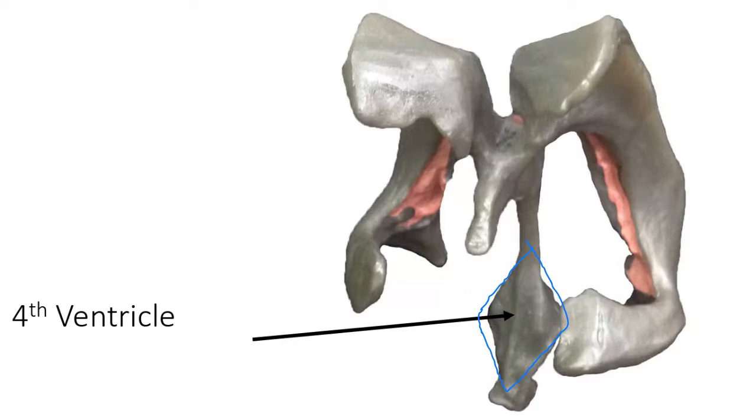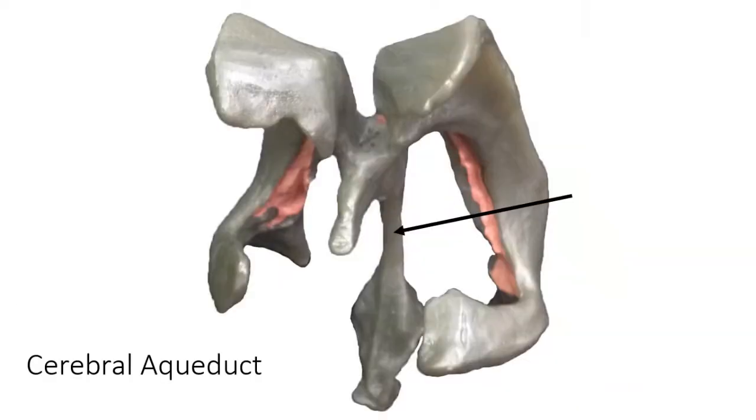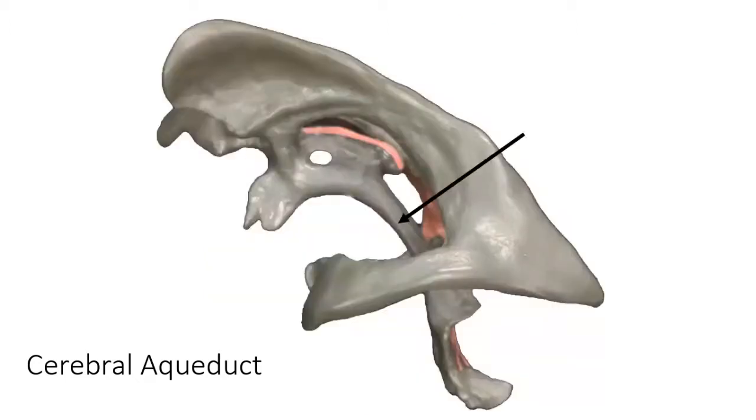Mind you, cerebrospinal fluid can continue down into the central canal of the spinal cord, or can flow out to the sides here, and then that goes into the subarachnoid space. So this tube right here, that's the cerebral aqueduct. That's the tube that connects the third and fourth ventricle. It runs right through the midbrain. In fact, I'll show you. Here's the anterior view. Here's your lateral view.